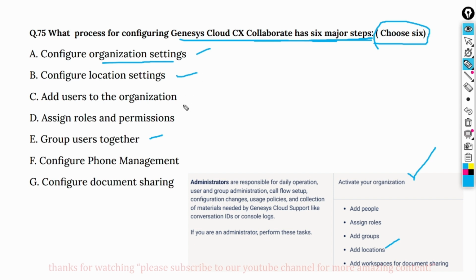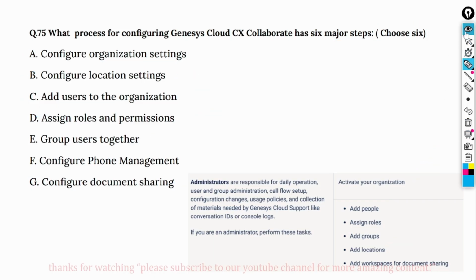So we can select groups, sorry, add users to the organization, assign roles and permissions, this is also possible. Groups also possible. 1 2 3 4 5. And document sharing, this is also good. Phone management is not here. See here also you can see organization, people, role, groups, then locations and document sharing. So these are the 6 items we have to select. So A, B, C, D, E and G, these are the 6 options we will choose for this question, and we'll continue. Thanks.